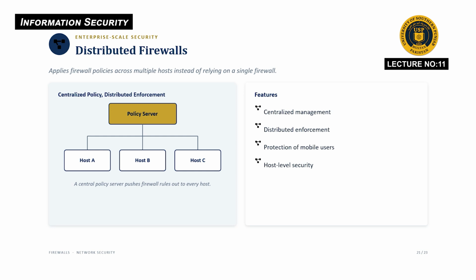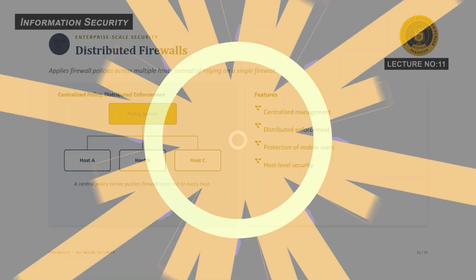In conclusion, firewalls are essential for protecting networks from cyber threats. Different firewall types provide different levels of security. Technologies like DMZ, VPNs, and distributed firewalls further strengthen network protection. A strong firewall is the foundation of secure and reliable network security.